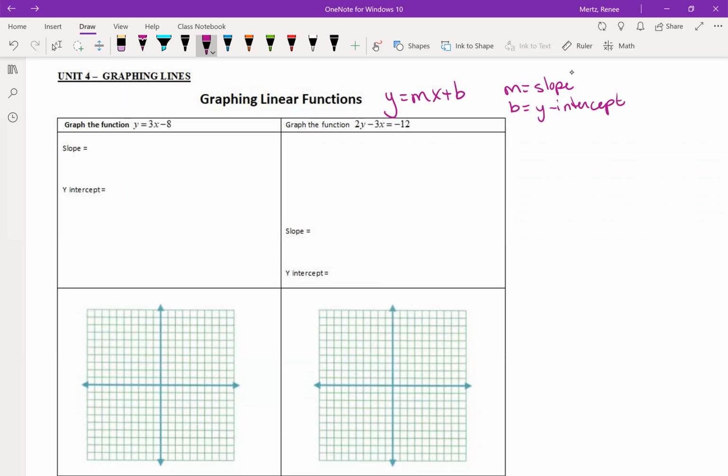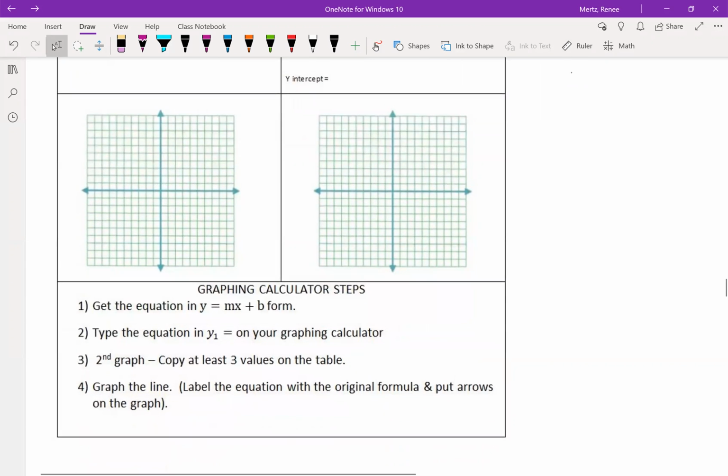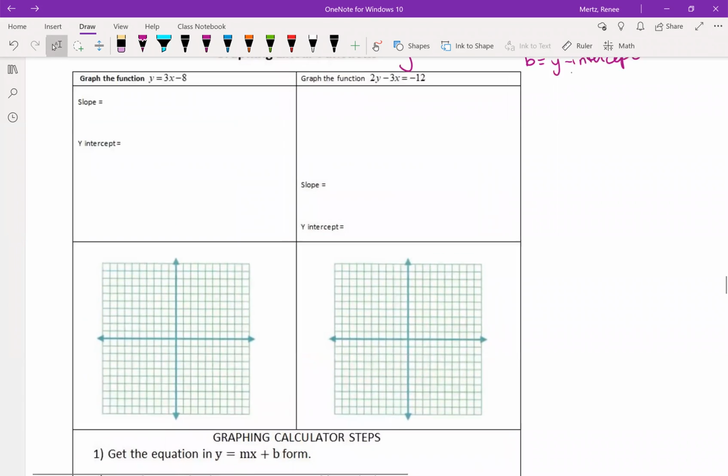I have on here the steps for typing into the calculator. So step 1, get your equation in y equals mx plus b form, type it into y1, hit second graph. If you can fit 3 values from the table on, you should do it. Graph the line and then label the equation with the original formula and put arrows on the graph.